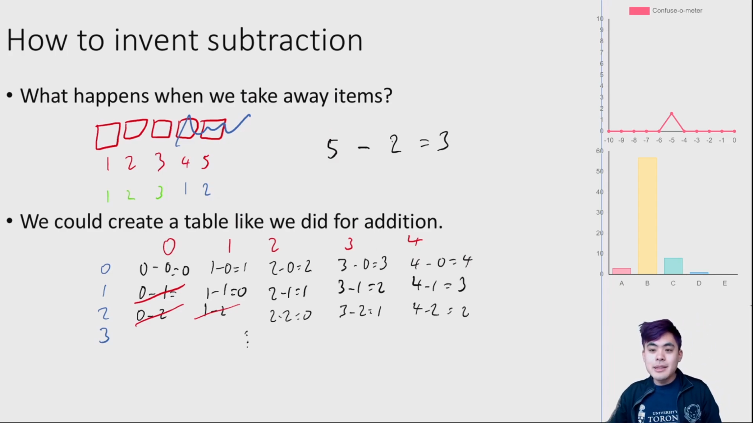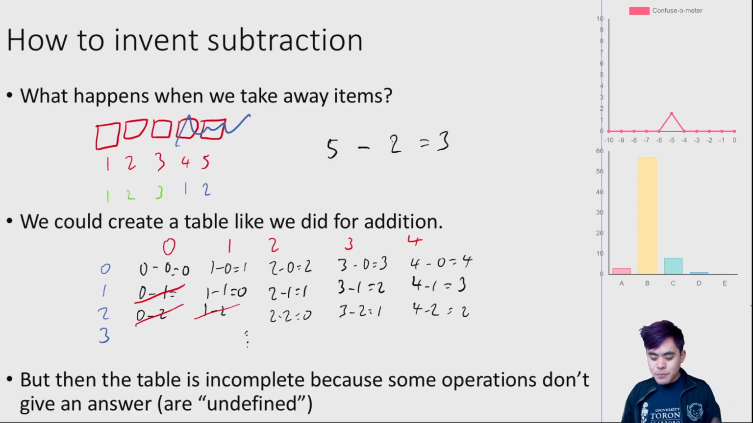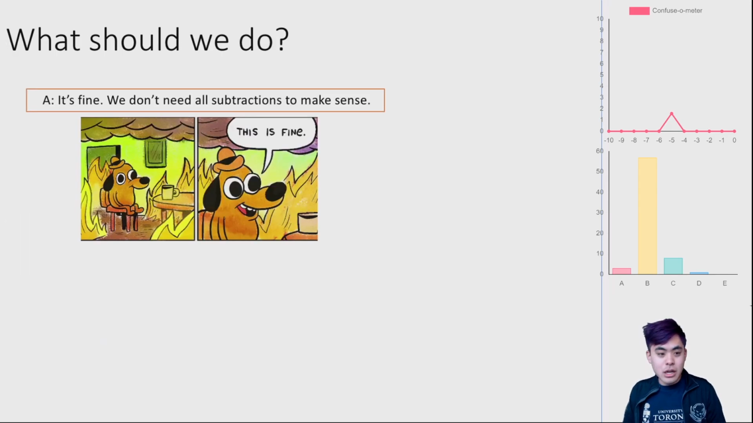Note that the table is somehow incomplete because some operations don't give an answer. It's not defined when we ask how do you take away 2 items from 1 item, because you just can't do it, right? If I hand you 5 apples, you can't take away 7. You take away 5, and then, well, you're stuck. So what should we do?